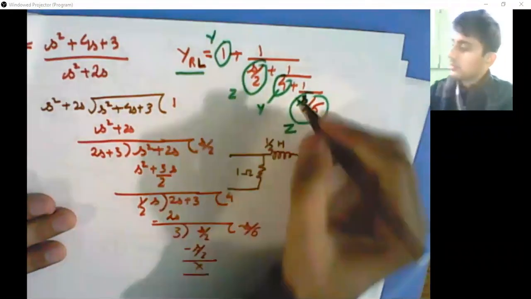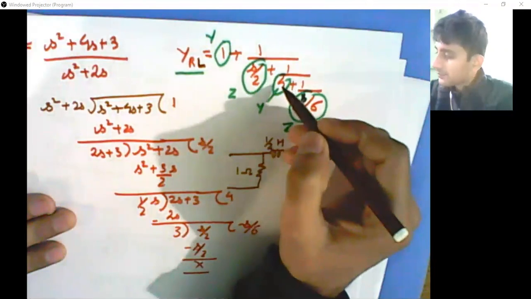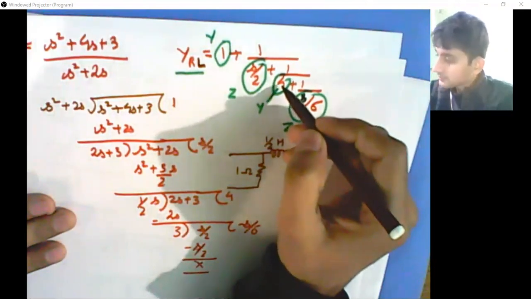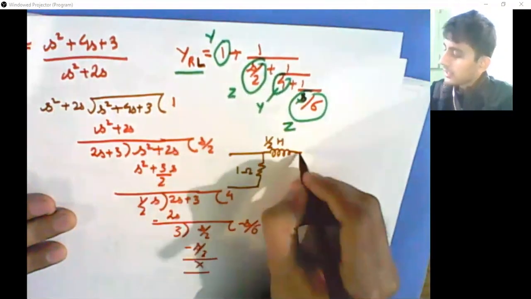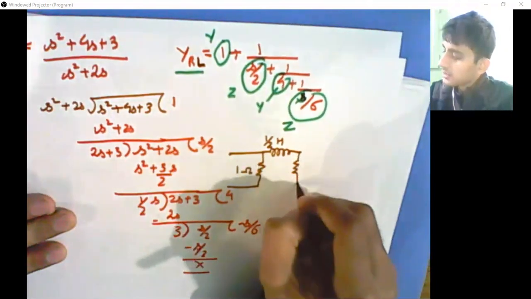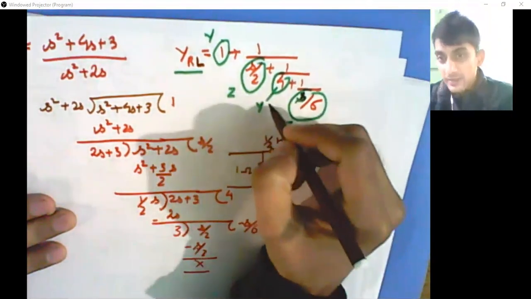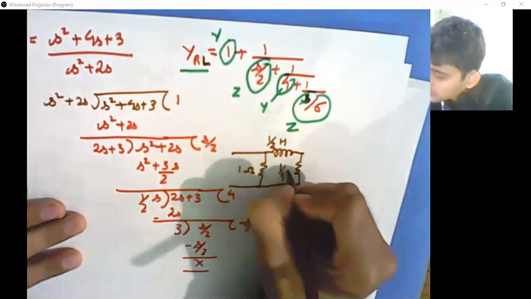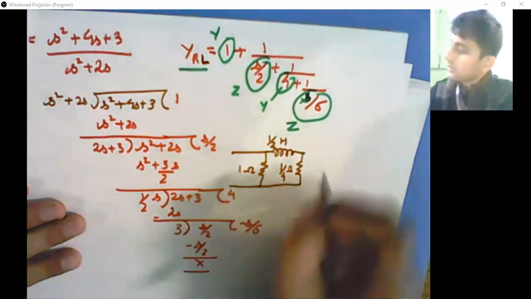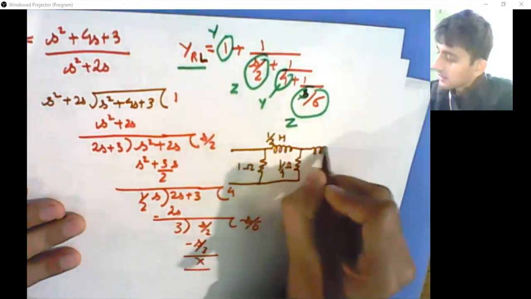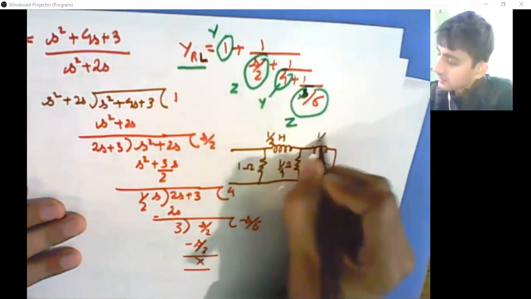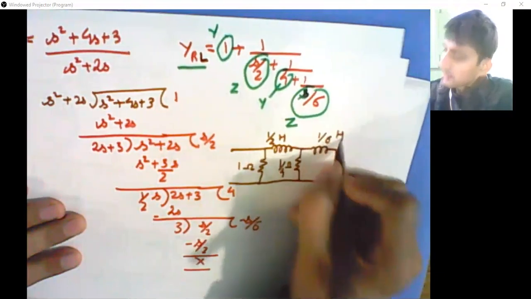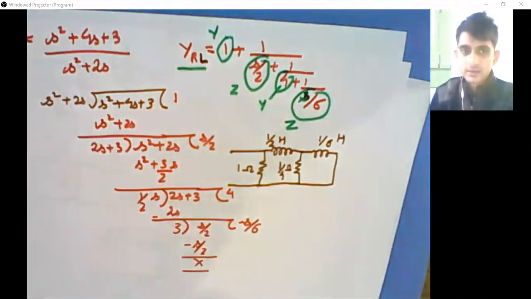Then you have 4, which should be in parallel. But remember that this 4 is admittance. In impedance, it will become 1 by 4 ohms. And then you have in series a 1 by 6 Henrys of inductance. So this is RL.